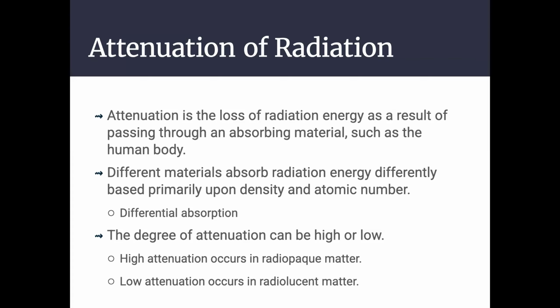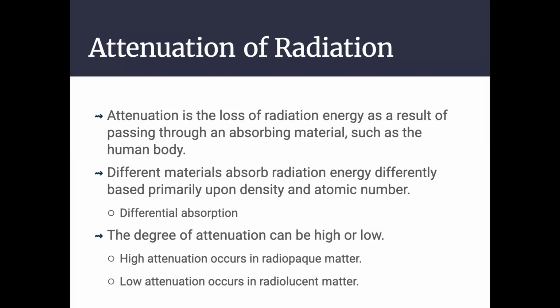So when you point an X-ray beam at a body, it has many different density objects inside of it. The density of a bone is very different than the density of a muscle or skin, right? Or air. And so it's going to give you differential absorption within the body. This is what helps to create the image. So the degree of attenuation of the body can be high or low.